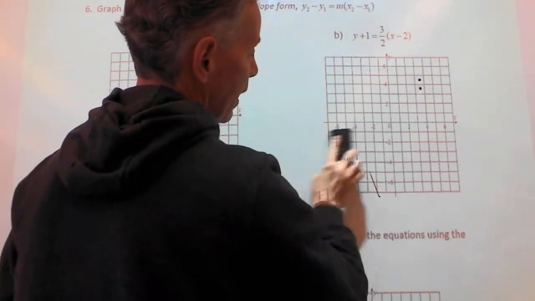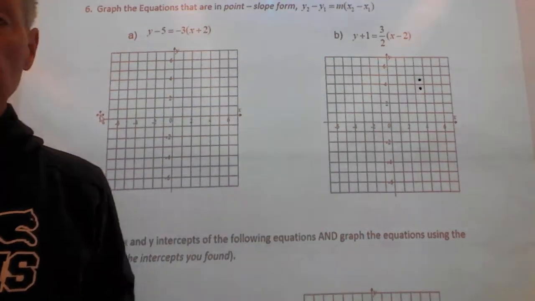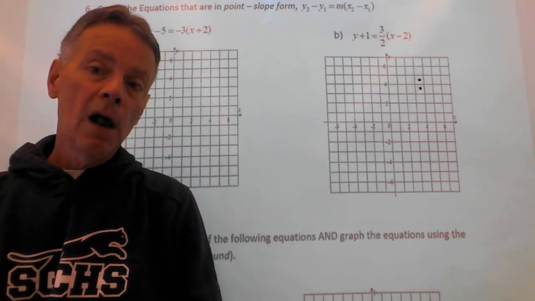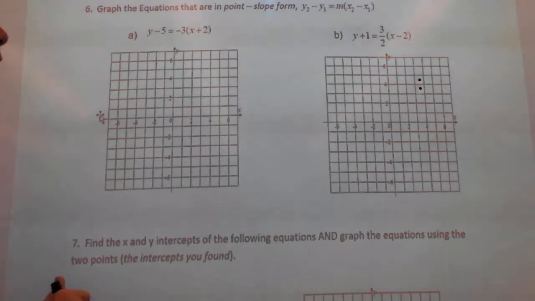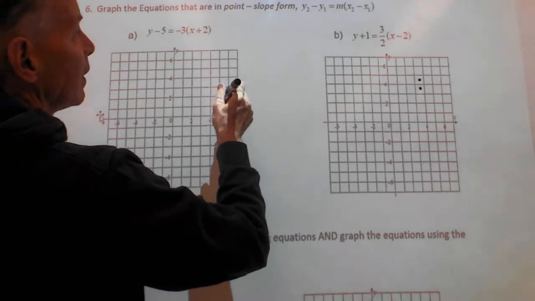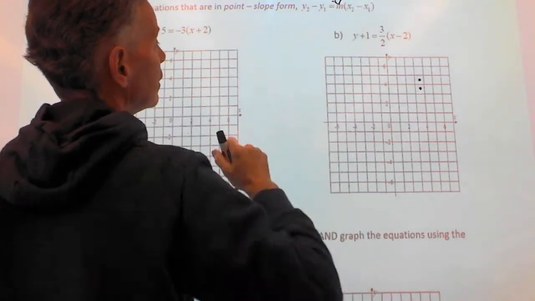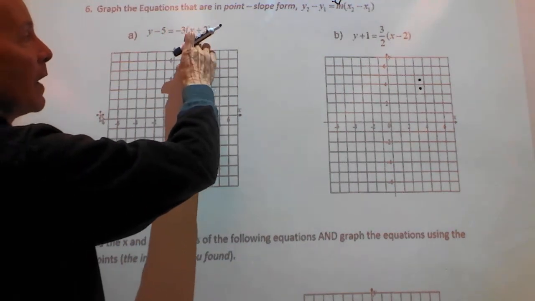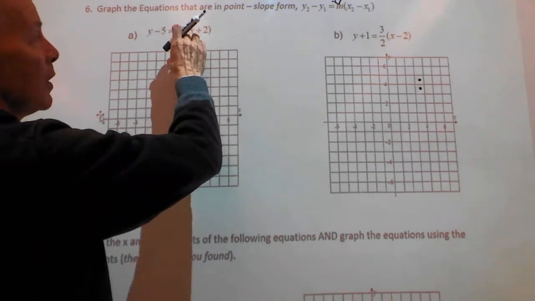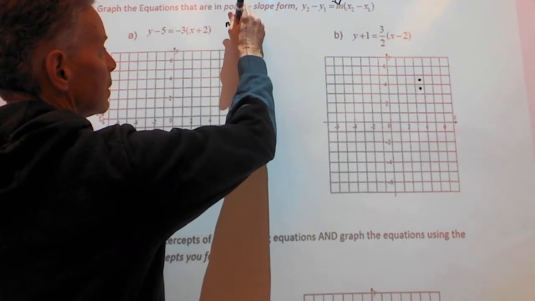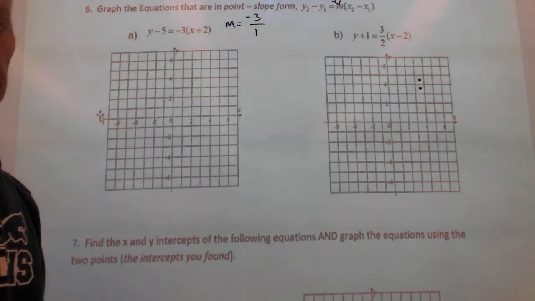Now, question 6 asks you to do the same thing, but it gives you a different form of the equation. It gives you that slope-point form, which is almost as easy to use as the slope-intercept form, remembering that the slope is right here. The slope is that number that you find in front of the expression containing x. So we know that our slope is -3/1. Okay?